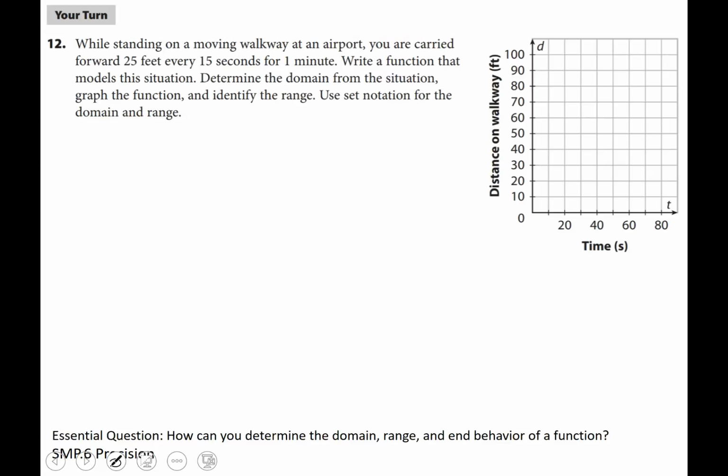All right, last little bit is your turn, okay? While standing on a moving walkway at an airport, you were carried 25 feet every 15 seconds. So there's feet per second. So you would do 25 divided by 15, which reduces to 5/3, right? Feet per second. For 1 minute. Write a function that models the situation.